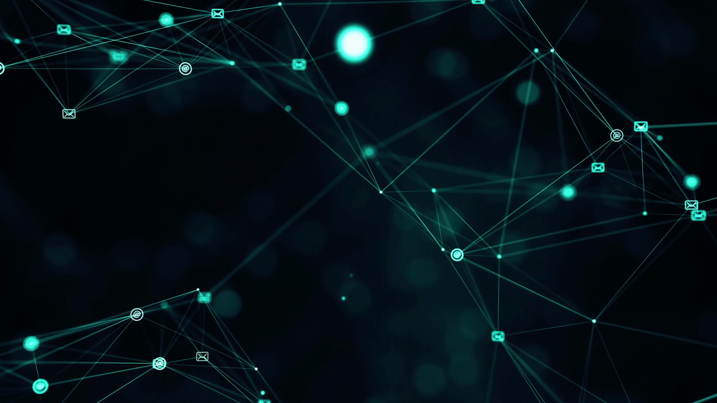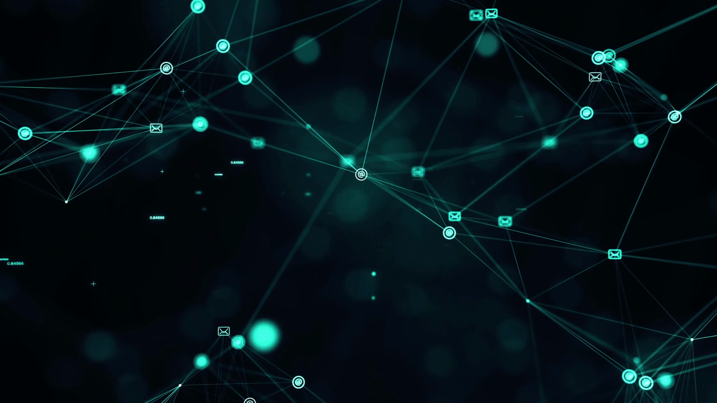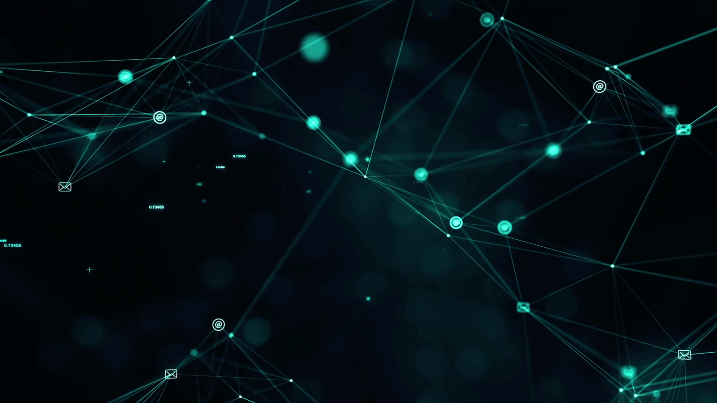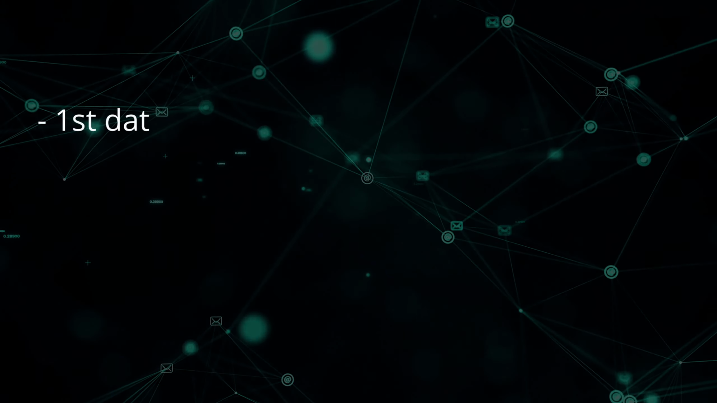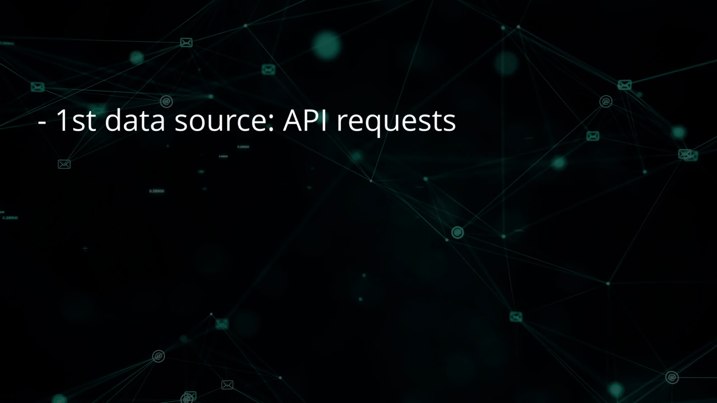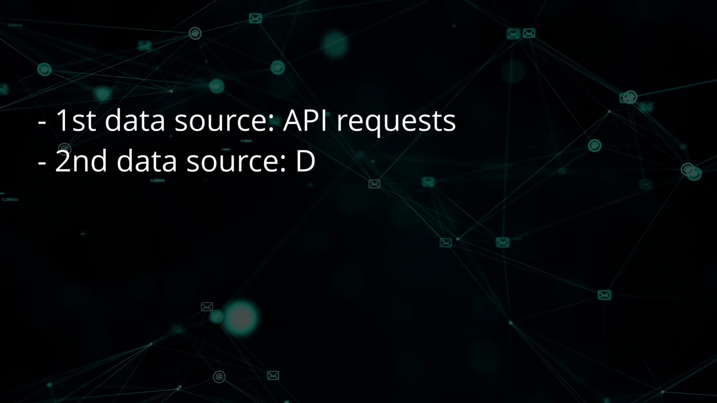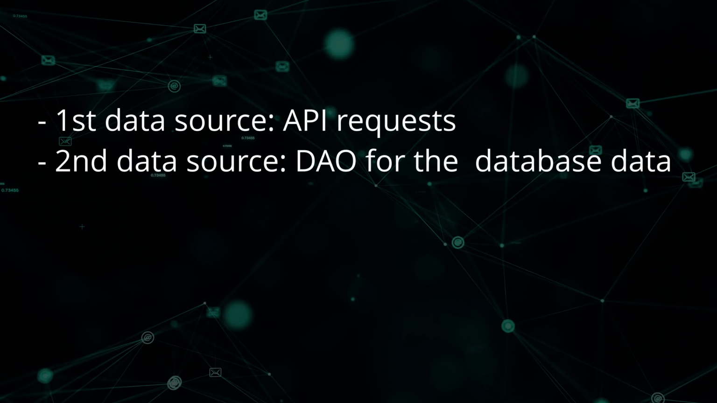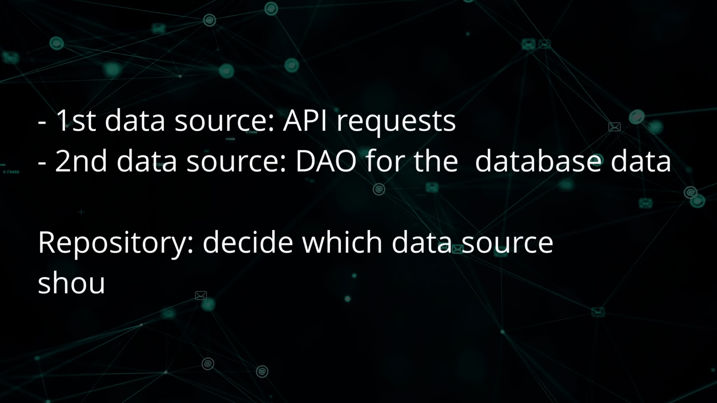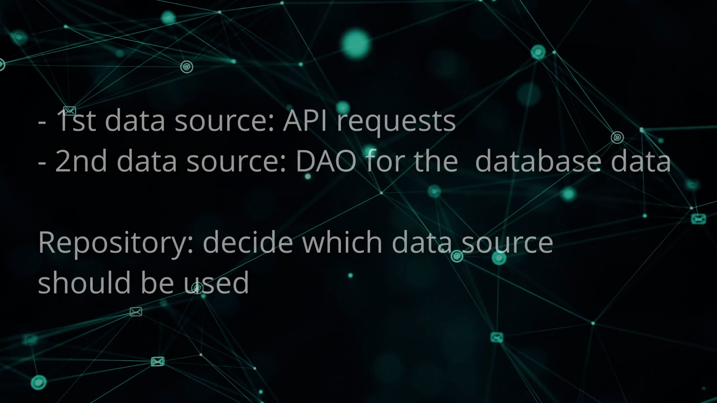In this particular example, we're going to consume this recipe API, in which we will get a list of recipes. For this, I will create a class dedicated to making these API requests. This class constitutes the first data source. In order to persist this data in the database, I will create a data access object that will be the second data source. These two data sources are going to be articulated by an object of type repository, which will decide which data source to use based on several parameters.